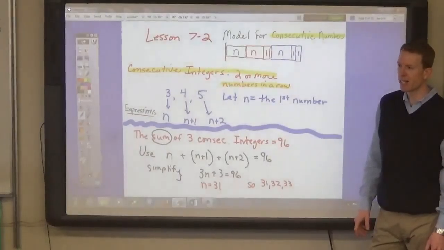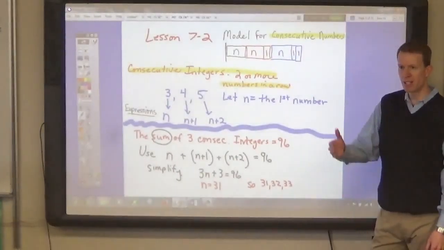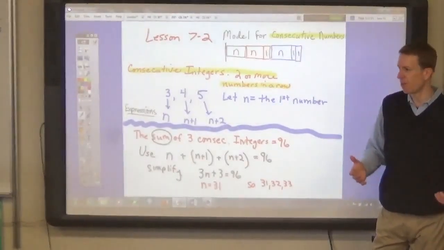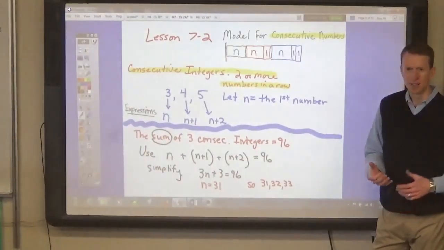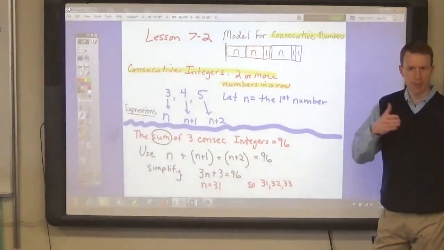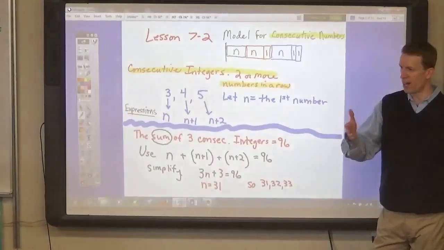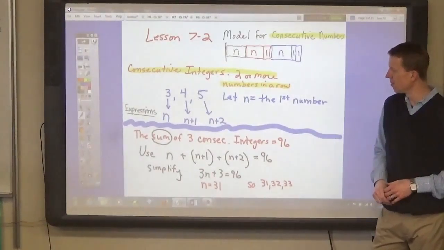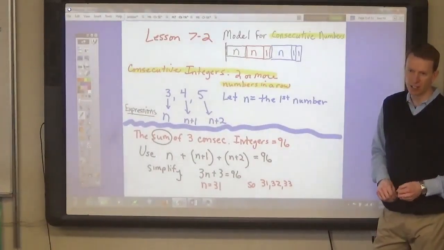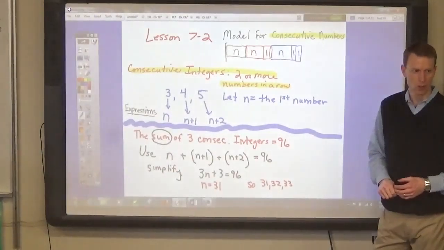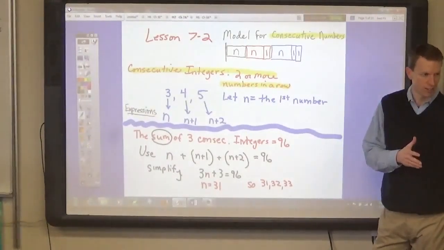What if it said consecutive odd integers? What would be consecutive odd integers? Give me an example. Max? 3, 5, 7. 3, 5, 7, right? Skipping 4 and 6, because those are even. Or consecutive even integers. 2, 4, and 6.